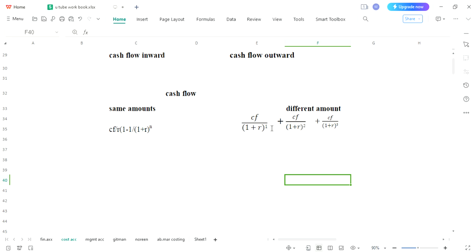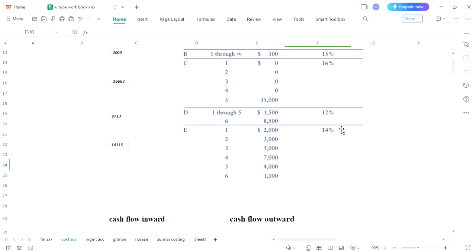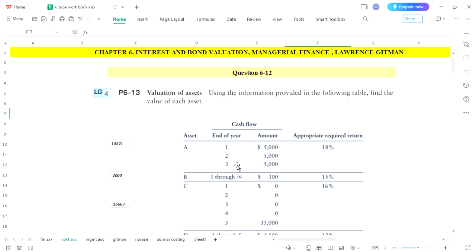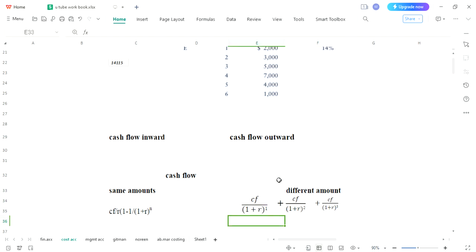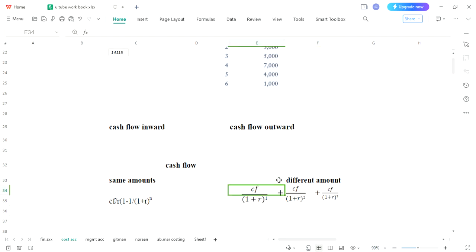As you can see, we have first year, second year and third year. Let's see the question. You do have 3 years over here, then 5 years, then we have 6 years. So it would be decided by the instructions given in your question. If these are 5 years, you will write 5 different formulas. If these are 3, you will write 3. If these are 6, you will write 6.